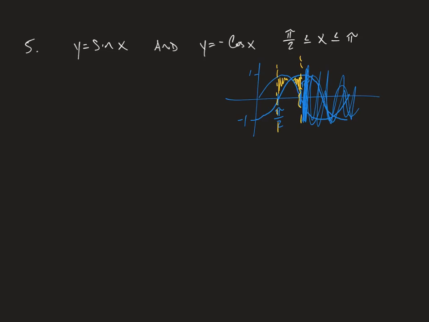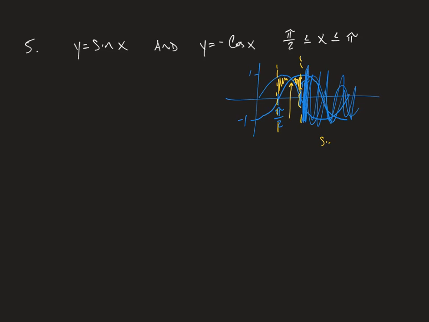But we've got something interesting going on here. There is a point where the function that's on top switches. So it's not just as simple as saying take sine of x and then subtract cosine of x, because that's going to work here, but over here I need to take cosine of x and subtract sine of x. So first of all, I need to figure out where it is that these two functions are switching. Where is the point that these functions are equal?